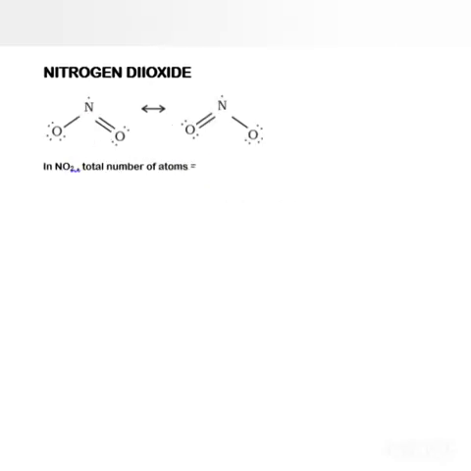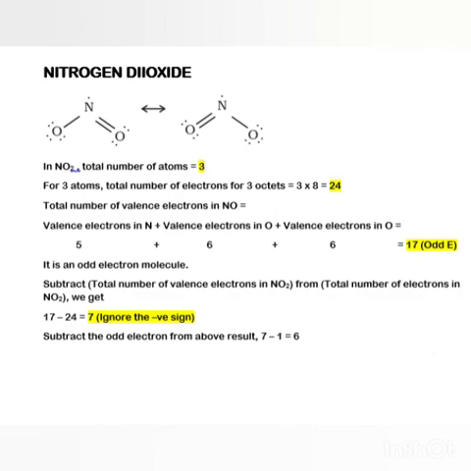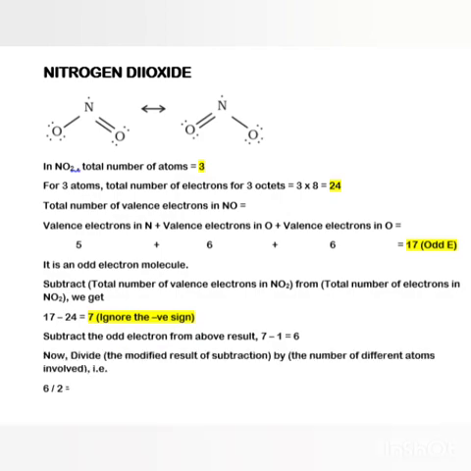Then we come to the next oxide, that is NO2. There are total 3 atoms. So, total number of octets, 3 into 8, 24. Total number of valence electrons here is 17. So, that means again it is an odd electron molecule. So, 24 minus 17 becomes 7. We just remove one odd electron and we divide 6 by 2. So, we get 3. So, total number of bonds in the structure, you can see it is 3.